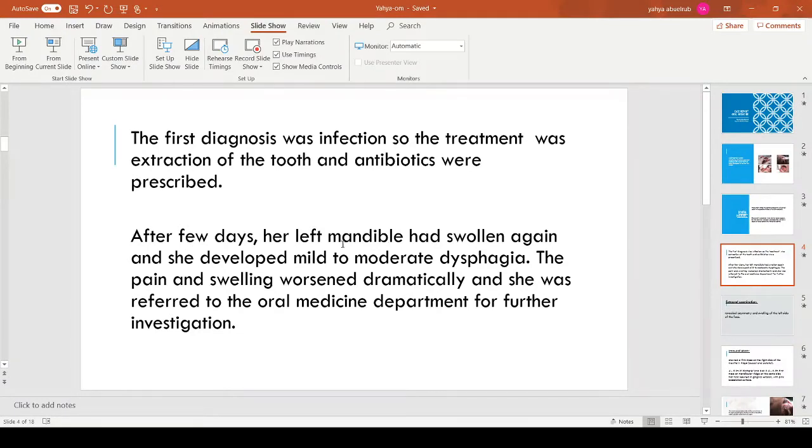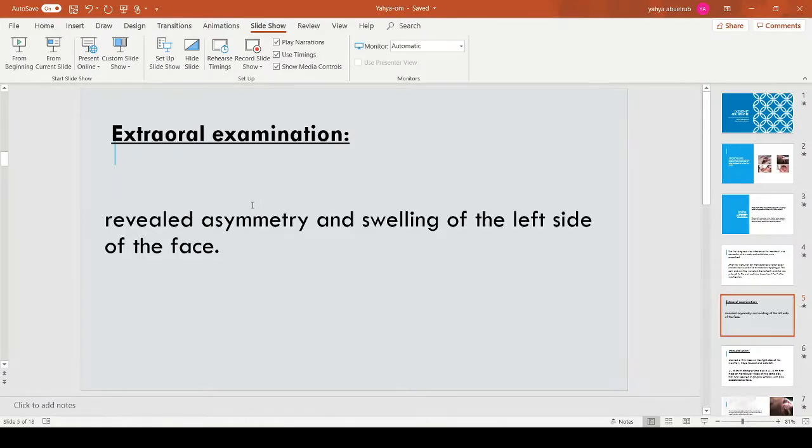After a few days, her left mandible had swollen again, and she developed mild to moderate dysphagia. She felt pain, and the swelling worsened dramatically, and she was referred to the oral medicine department for further investigation. Regarding extraoral examination, it revealed asymmetry and swelling of the left side of the face.